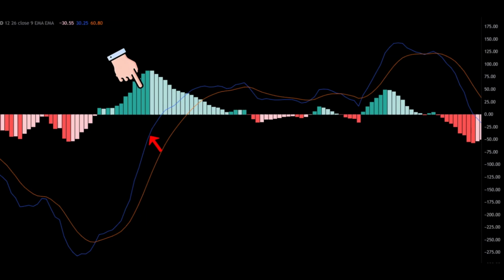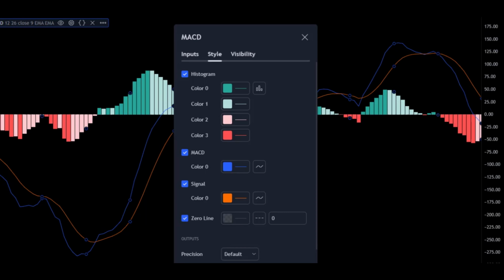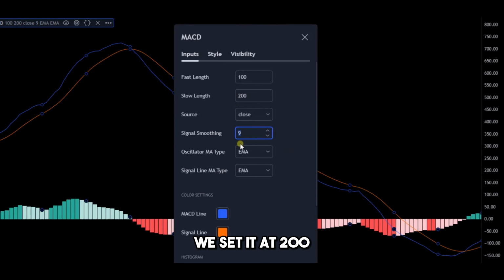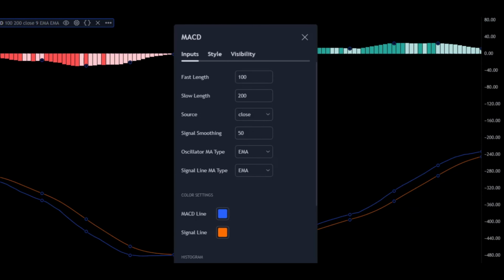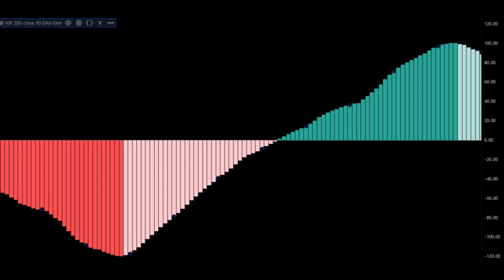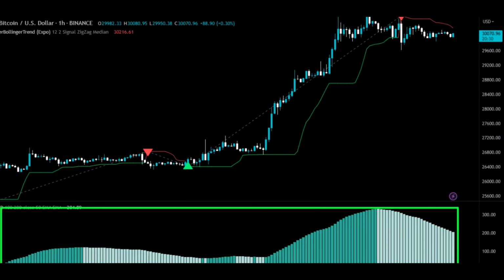the bigger it gets. We are now going to use all of these MACD features in this strategy, so with the special settings it would be a great match for this indicator. Go to the settings tab of this indicator, and here for the fast length we set it at 100, for the slow length we set it at 200, and for signal smoothing we set it at 50. Then we go to the Style tab and we remove the MACD line and Signal line because we only need the histogram. Alright, as you can see, this MACD histogram is perfectly showing us the overall trend of the market.